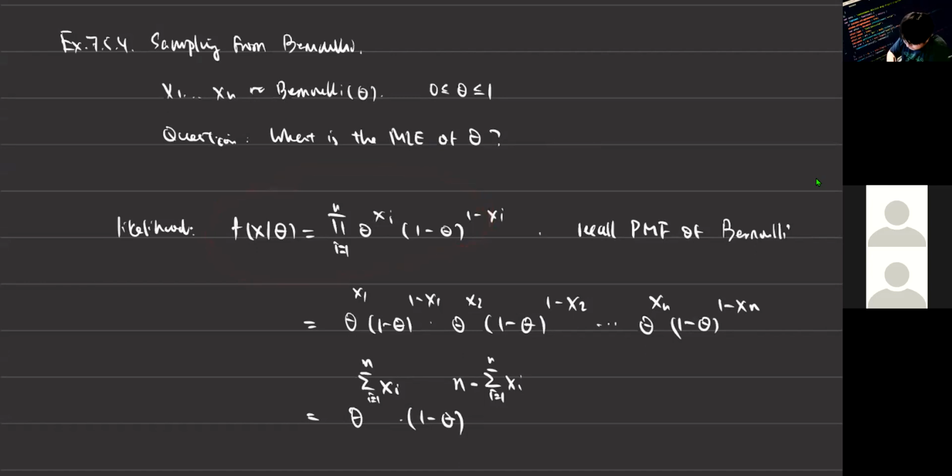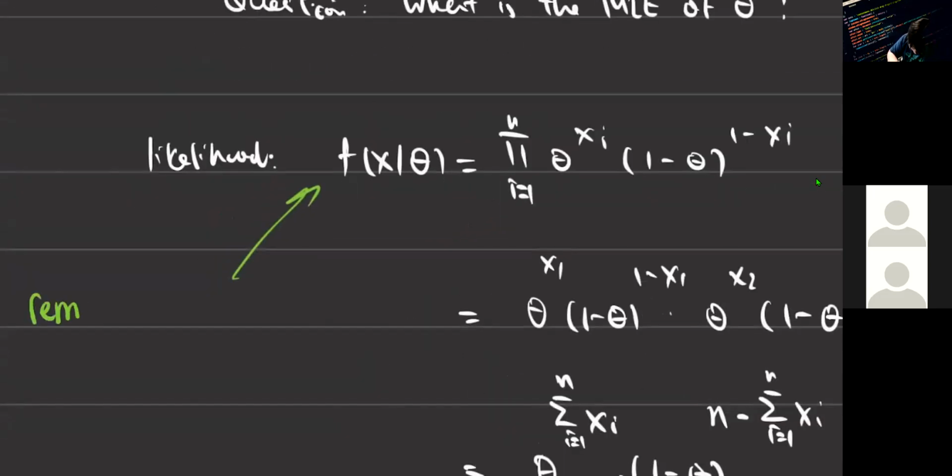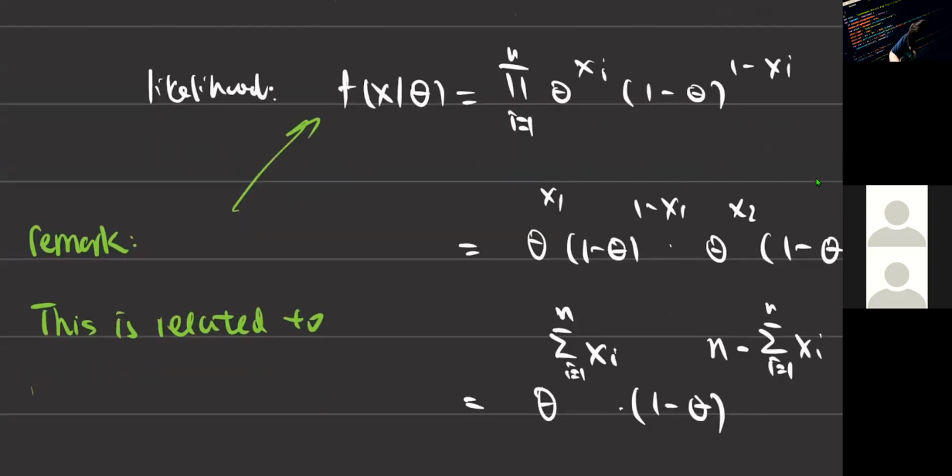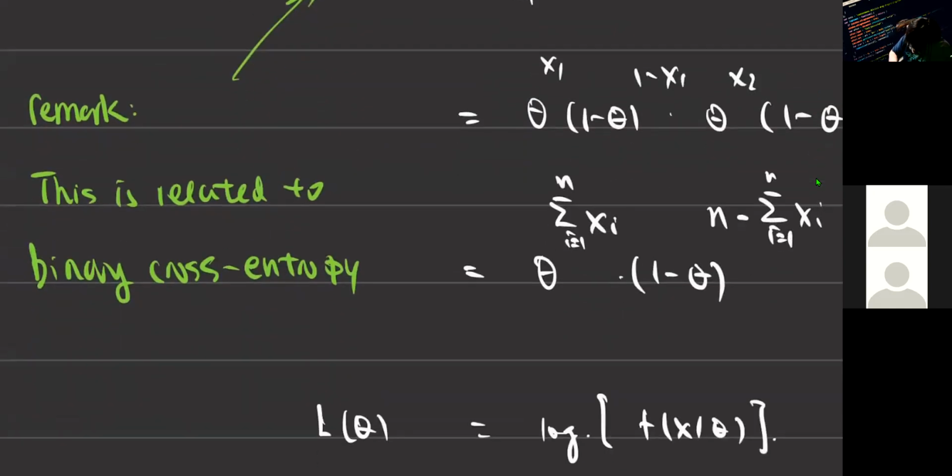So I'll put a remark. Let me not say recall, that's the wrong word. Let me say this is related to the binary cross-entropy loss function in neural networks.